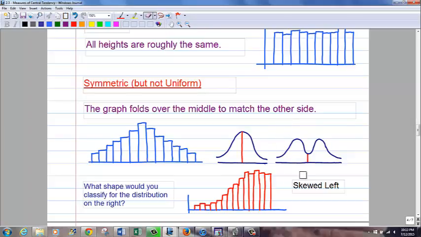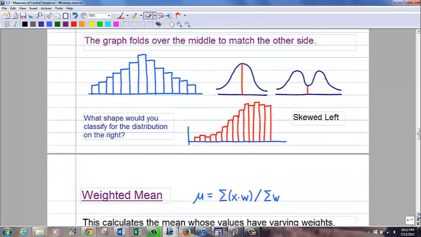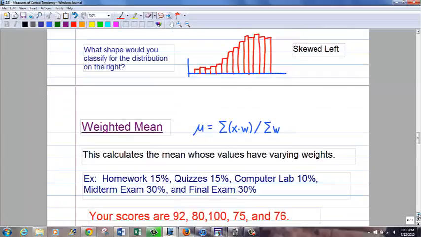Now here's just an example. I guess you can pretend like that answer is not there, although you could see it. What shape would you classify for the distribution on the right? It's heavier on the right, therefore that is skewed left. Now, there are special types of means.